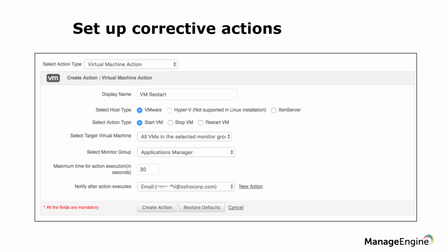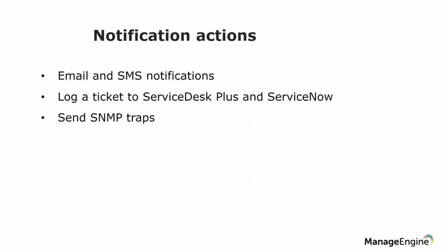The next category of action is notification action. This is commonly used by customers who are using Applications Manager. We have email and SMS notification, log a ticket action for ServiceDesk Plus and ServiceNow, and we even have an option where you can send a trap from Applications Manager to your third-party device.